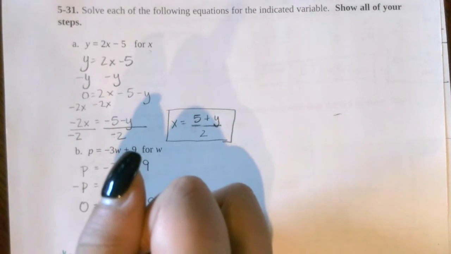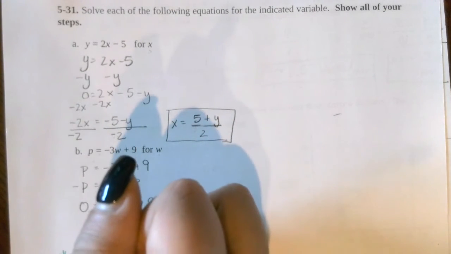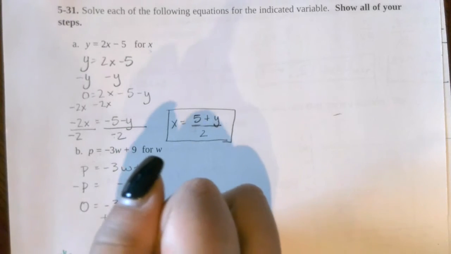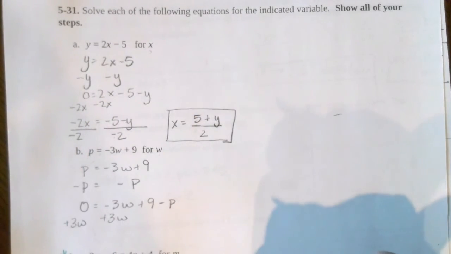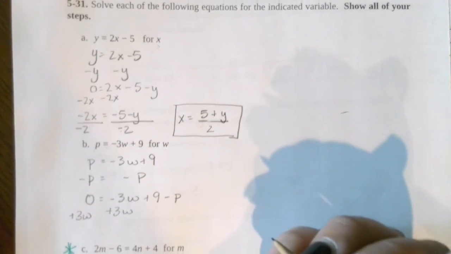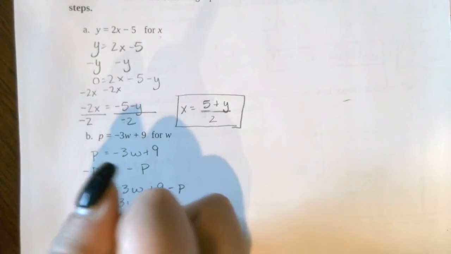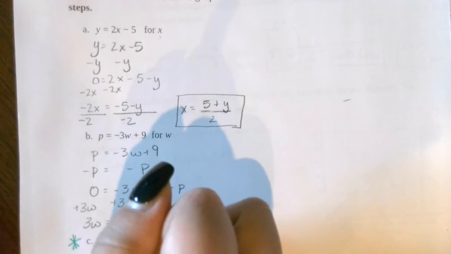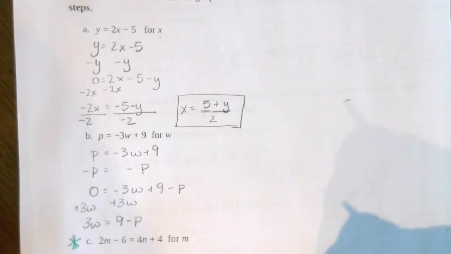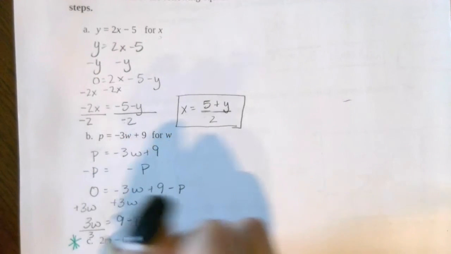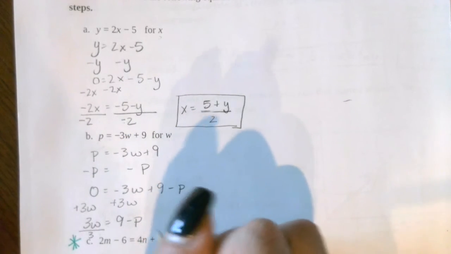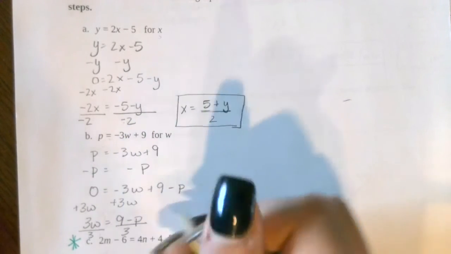All right, I'm solving for w, so I need to move the w's over. So I'm going to add 3w on both sides. We cannot just move the w over right now. We need to keep the 3 with it. So what am I left with? 3w equals 9 minus p. All right, then I need to divide, right? Dividing by 3 on each side. Dividing by 3 over here.